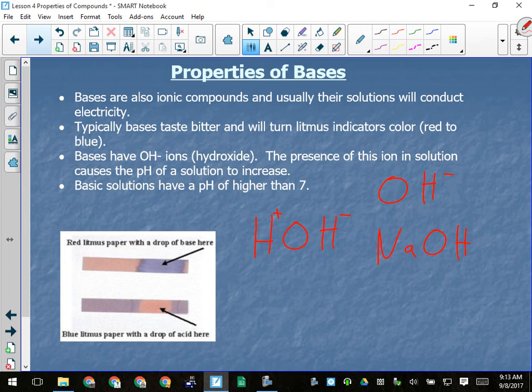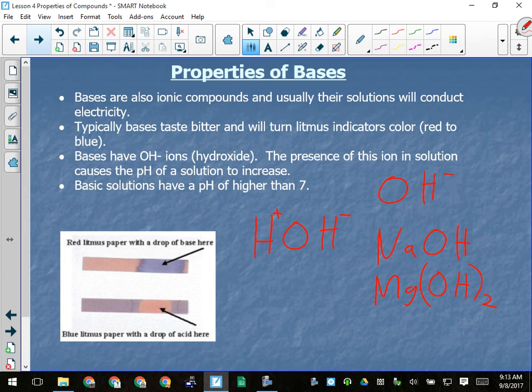So highly basic. And the same rules apply here. This stuff's really basic. Well, so is this stuff. It's got more hydroxide in it. The more hydroxide you can donate in a reaction, the more basic you're going to be.